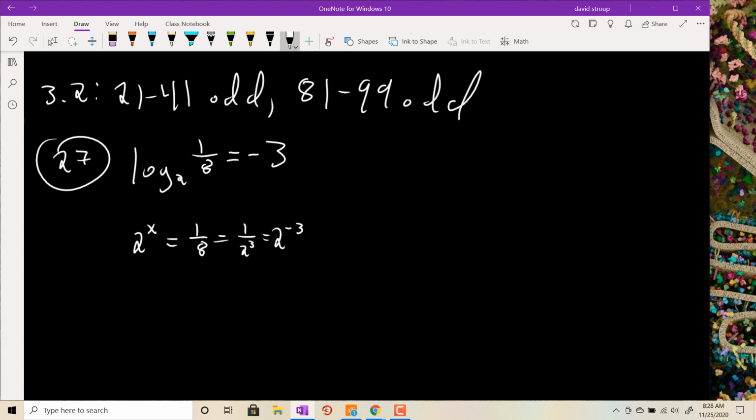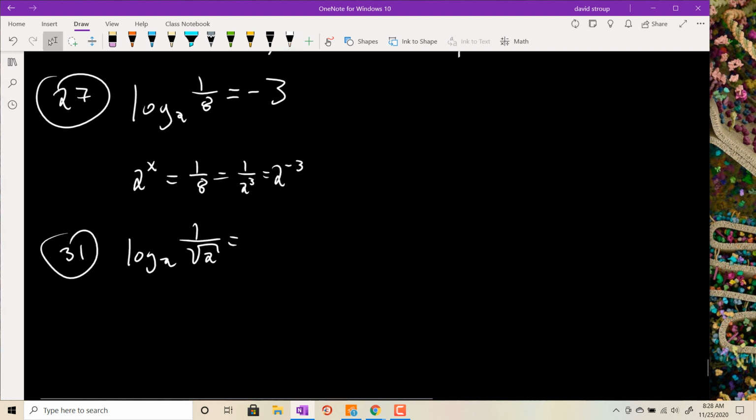Okay. How about 31? Log base 2 of 1 over root 2. So if you see a fraction, it usually means there's a negative involved. Anyways, 2 to some power equals 1 over root 2. Root 2 is the same as 2 to the 1/2. And then you can rewrite that as 2 to the negative 1/2. So the answer is negative 1/2.